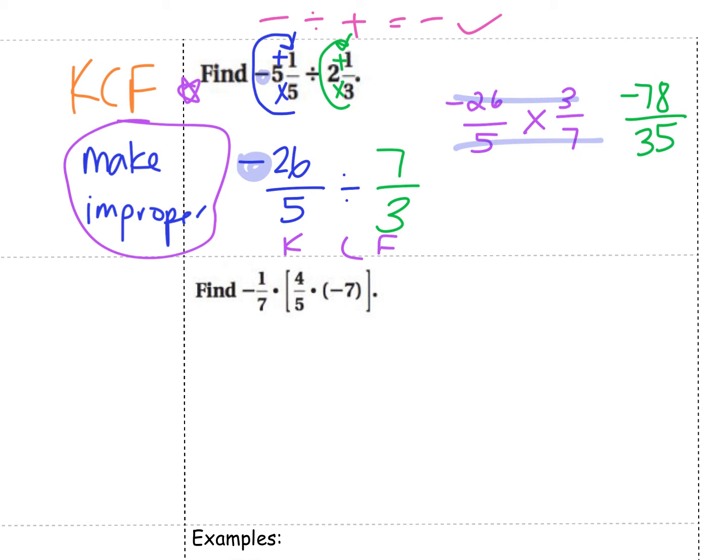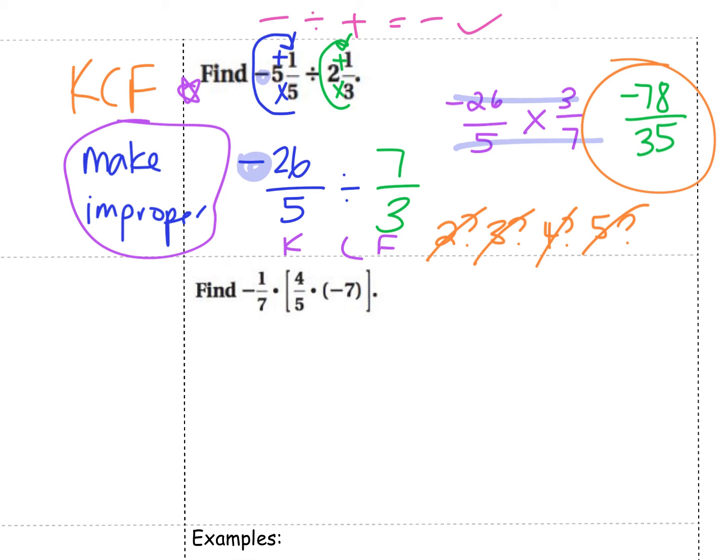Then I want to see if it can reduce. When I'm reducing, these are the questions I'm asking myself. Can 78 and 35 both divide by 2? Nope. Can they both divide by 3? Nope. By 4? Nope. By 5? Nope. And I keep going. Eventually, they can't divide by anything, so that's as simple as it gets. And it's okay to leave it improper as long as it's been reduced.